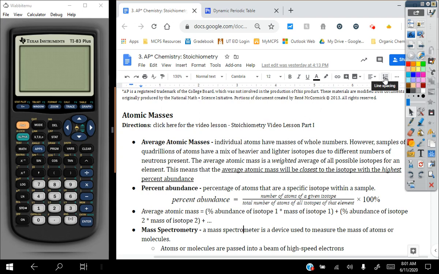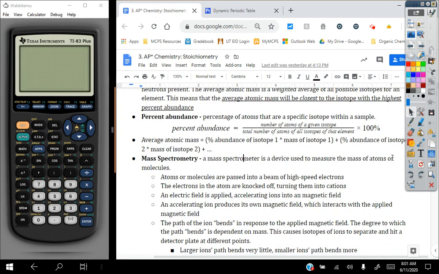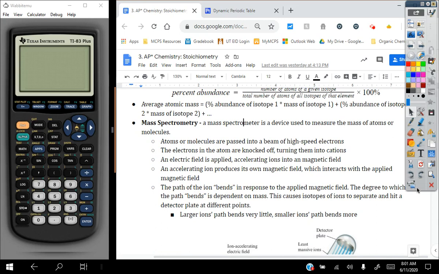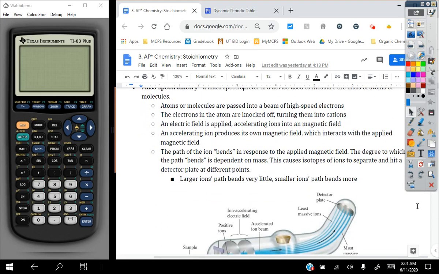We're actually going to look at a mass spectrometry graph, and we'll be able to calculate the average atomic mass based off of the mass spec graph that we are given. One thing to note, and I've underlined it here under our definition of average atomic mass, because it's a weighted average, the average atomic mass will be closest to the isotope with the highest percent abundance. So before we jump into our calculation, just a little bit on mass spectrometers. It is a device used to measure the mass of atoms or molecules.